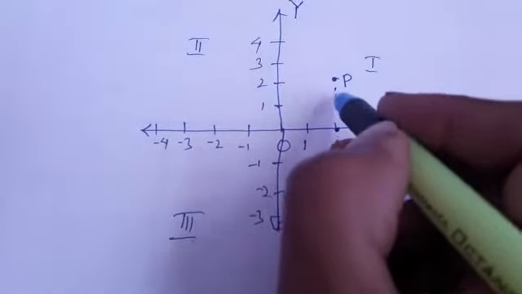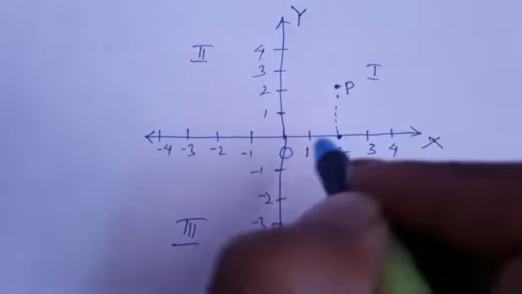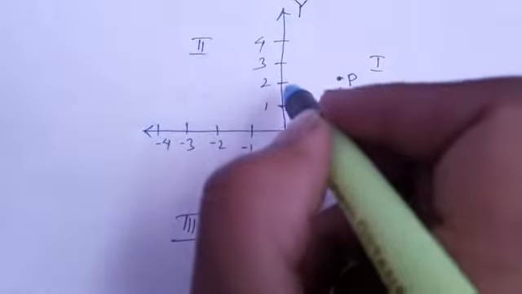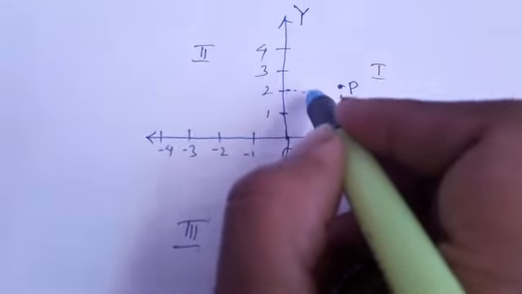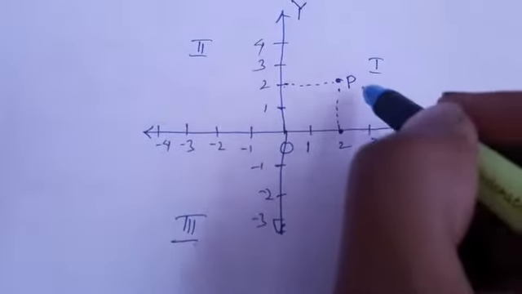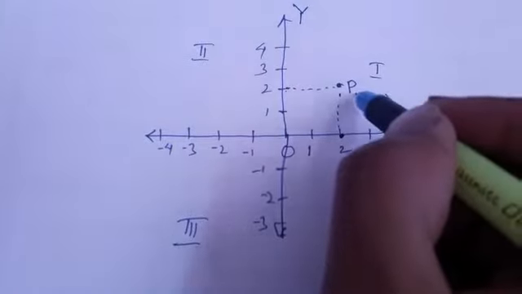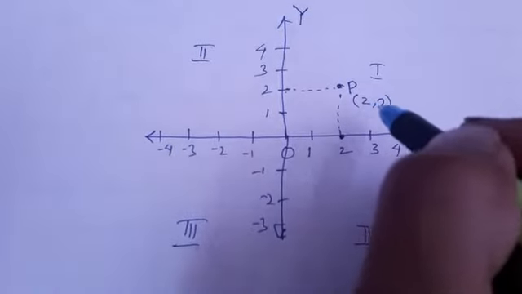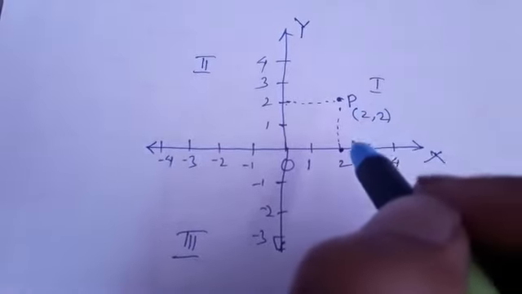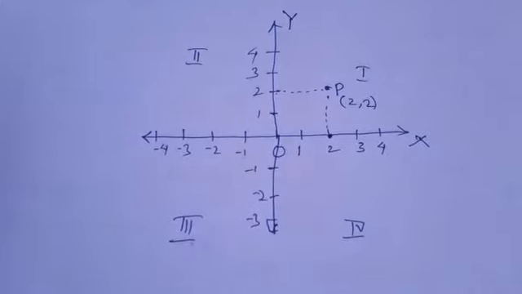So its position along the x-axis is 2 units far, and along the y-axis it is 2 units far from the y-axis. It is 2 units far from the x-axis and 2 units far from the y-axis also. So (2, 2) is the position of point P. This is the basic concept of coordinate geometry.